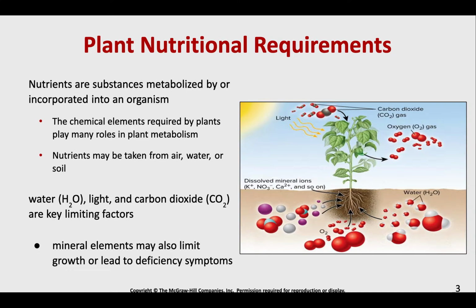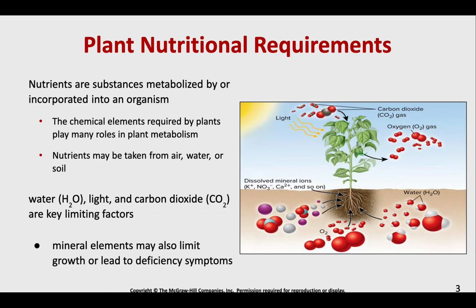Nutritional requirements. Just like us, plants need nutrients to survive. They're substances that are going to be metabolized by the plant, going through cellular respiration, breaking them down, being used in other molecules, or incorporated into a different compound. The chemical elements typically will play a role in plant metabolism. And I put in here that nutrients can be taken from the air, the water, or the soil. Typically, we're going to see nutrients coming from the soil, but we can get nutrients through the air and from water.